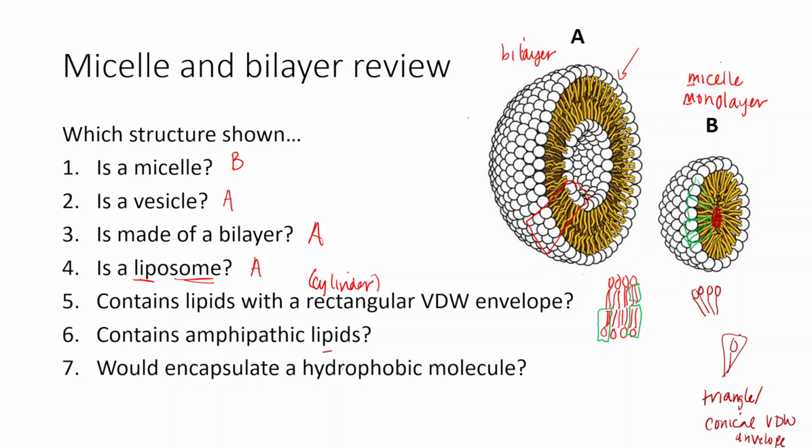For the van der Waals envelope. That makes sense to everyone. Kind of. Okay, so yeah. Yes, so the rectangular slash cylinder one would be the vesicle. The triangle slash cone would be the micelle. Yep.